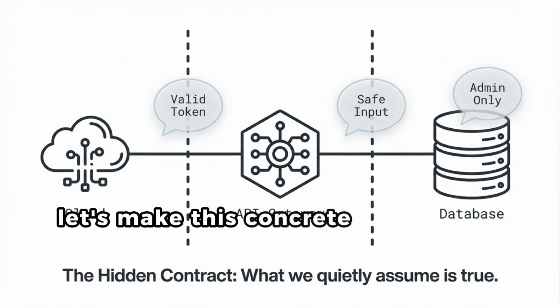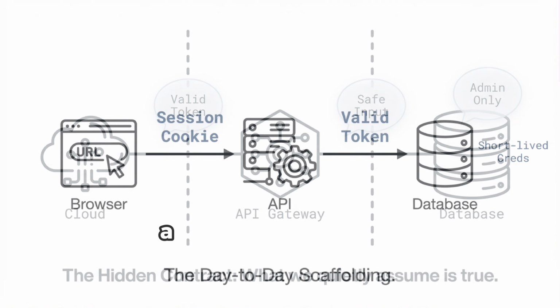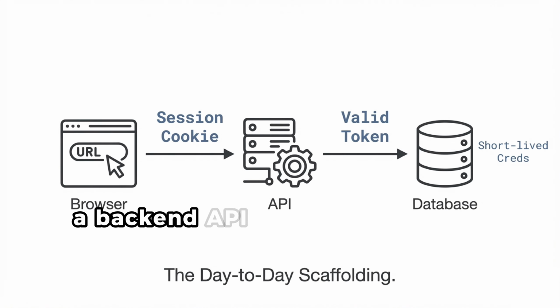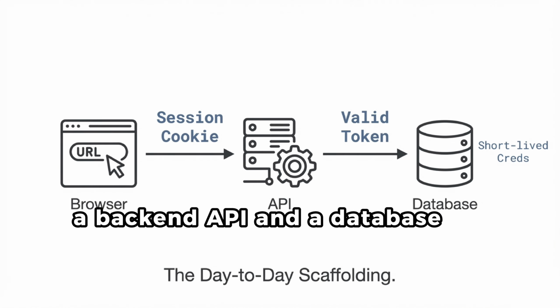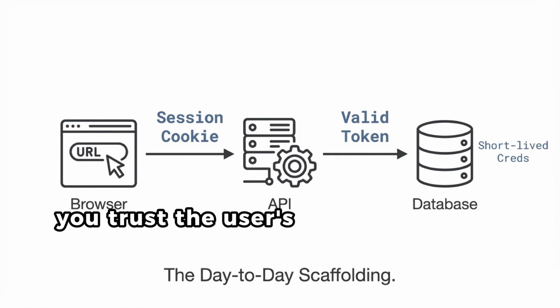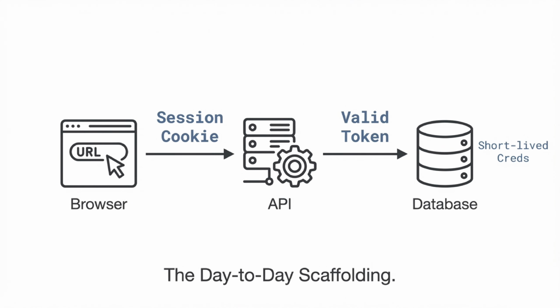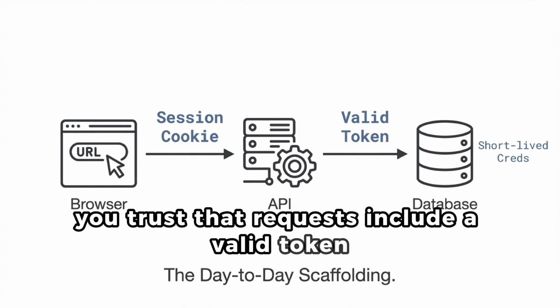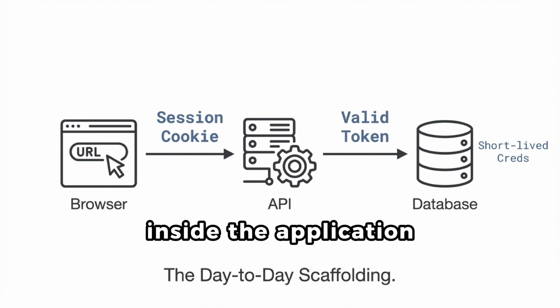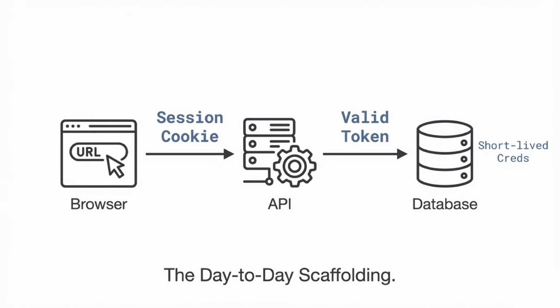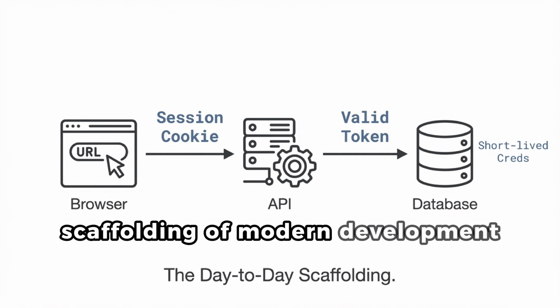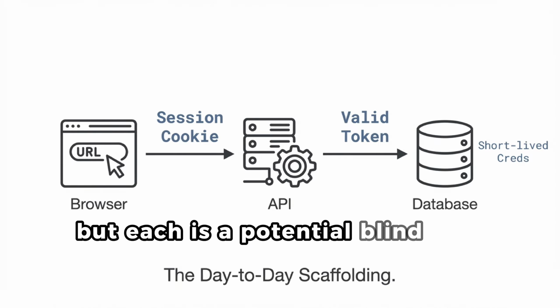Let's make this concrete with a very small architecture: a front-end web app, a back-end API, and a database. On the front end, you trust the user's browser to hold a session cookie. At the API boundary, you trust that requests include a valid token. Inside the application, you trust that some services use short-lived credentials and others run with minimal privileges. These are not exotic assumptions, they are the day-to-day scaffolding of modern development. But each is a potential blind spot.